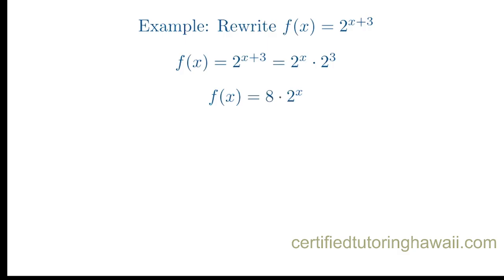In this new form, we can see that our function is now a vertical dilation of the parent function, y equals 2 to the x, with a scaling factor of 8. The original left shift of 3 units is mathematically equivalent to a vertical stretch by a factor of 8. Now, let's move on to our second key property.